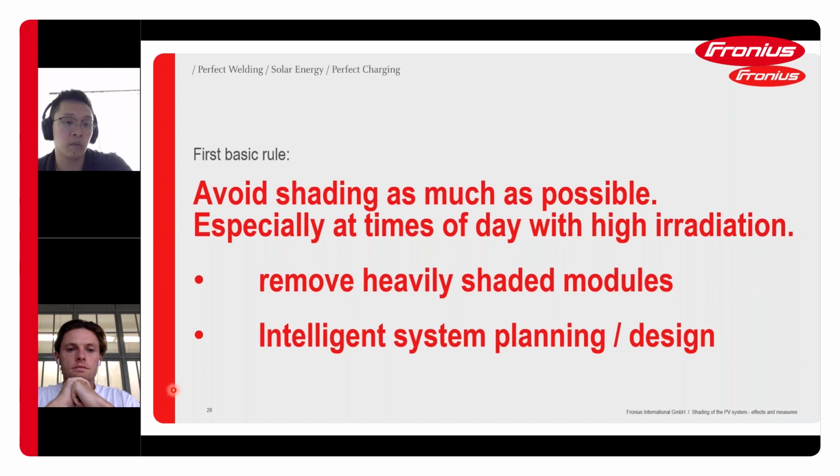In terms of shading, the first thing you need to do is try to avoid shading as much as you can, right? You have solar modules there, they need to be in the sun, right? There's no point putting all those solar modules in the shade. So if it is, let's say, heavily shaded, sometimes it's better to remove it and put it at a different location. It's always better to have better planning and design, for example, using OpenSolar.